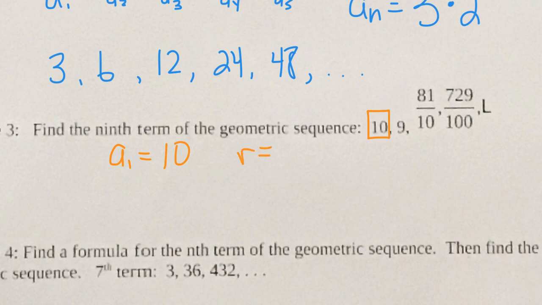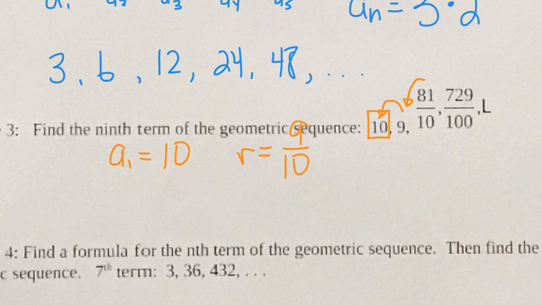Okay, remember, to find the ratio, we take any second term and divide it by the first term. So 9 over 10 is the ratio. It could have been done the same if you took 81 over 10 and divided by 9. You would have gotten the same ratio, but it's a lot more difficult than just doing 9 divided by 10.